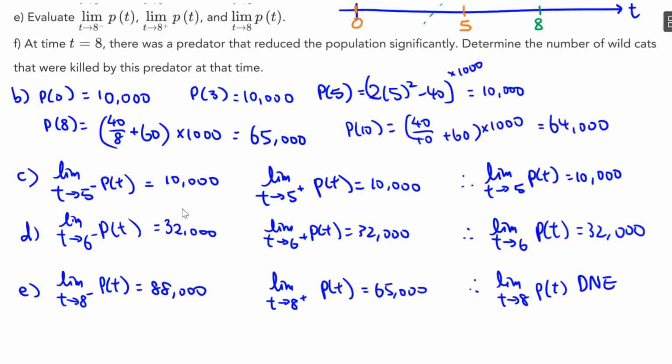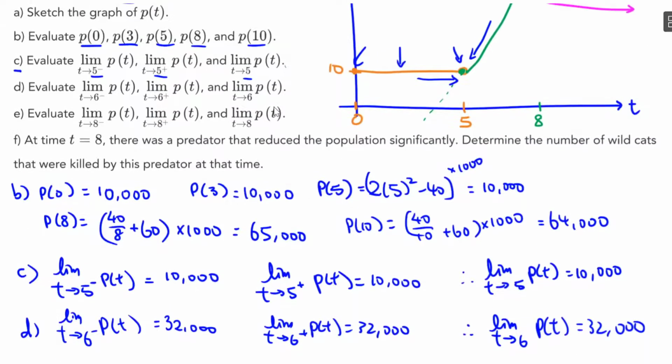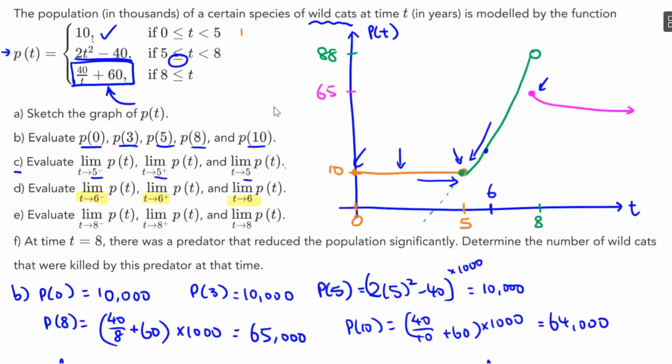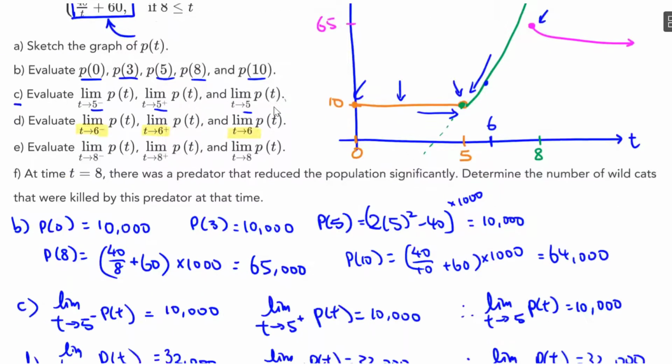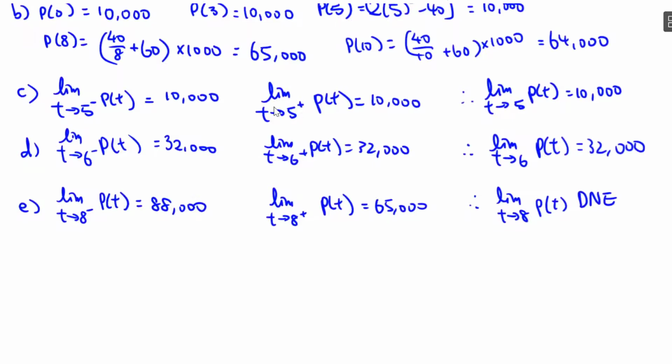So in part D, they asked us to find the limit as t approaches 6 from the left, from the right, and 6 in general. So t equals 6 is somewhere around here. So I'm going to be using the second piece of the function, and we can calculate what happens at t equals 6, just sub in 6 for t, and we'll see that we're going to get 32, or 32,000. So that's why the limit as t approaches 6 from the left, from the right, and 6 in general are all 32,000.